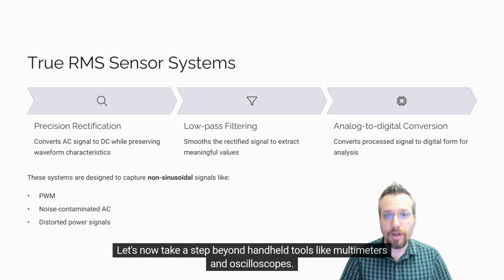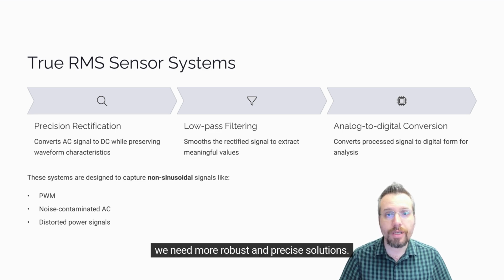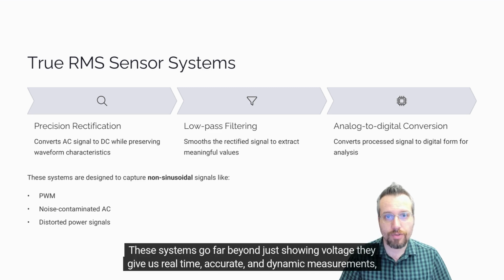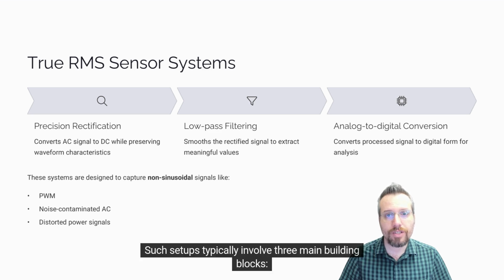Let's now take a step beyond handheld tools like multimeters and oscilloscopes. In high-accuracy systems, especially in industrial control and power analysis applications, we need more robust and precise solutions. These systems go far beyond just showing voltage. They give us real-time, accurate, and dynamic measurements, even under complex signal conditions like harmonics, switching transients, or distorted waveforms. Such setups typically involve 3 main building blocks.